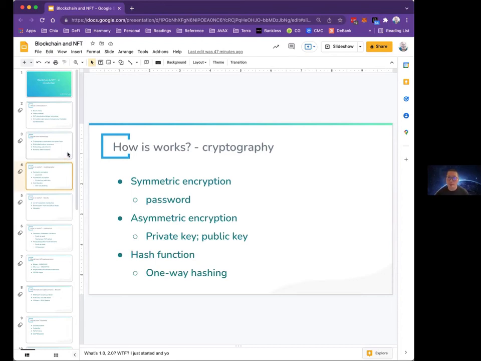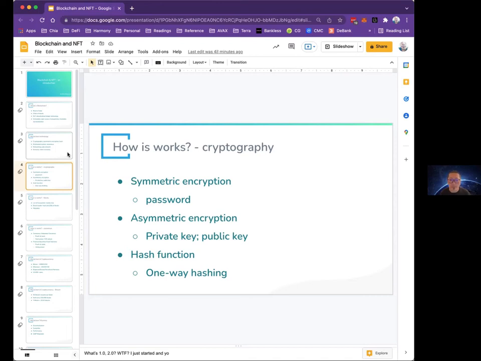So the first part, I'm going to talk about cryptography. There are many terms here. For cryptography, the most commonly understood kind is called symmetric encryption, such as your login password. You have a password, and the password can be used to encrypt your data. Then, using the same password, you can decrypt your data. That's symmetric encryption.